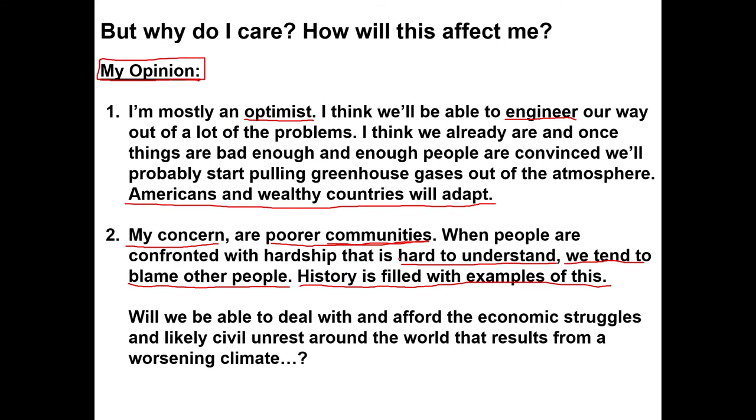We have a long history of doing this. This isn't something that happened once or twice. It's rampant. We try to take the easy way out. We don't try to understand the complex issues. So, yes, we can adapt as more advanced countries. We can educate ourselves to solve these problems. We are slowly doing this. But will we have access to educate the other people around the world?